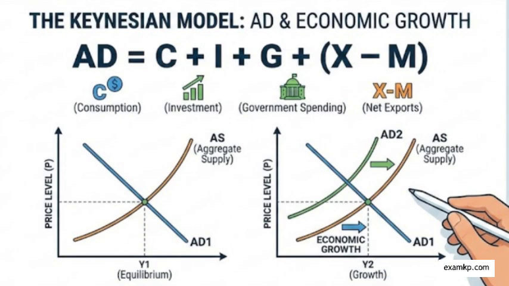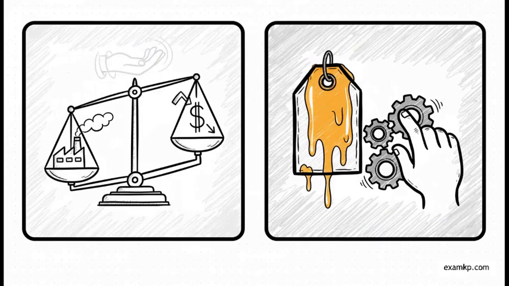Okay, now this slide, this is where we see the big showdown. The classical economists believed that if there was unemployment, wages would just naturally fall until it was cheap enough for companies to hire everyone back. But Keynes pointed out that in the real world, wages are sticky. They don't just fall that easily.